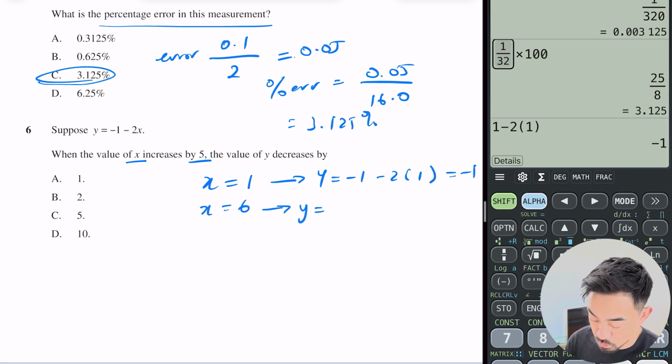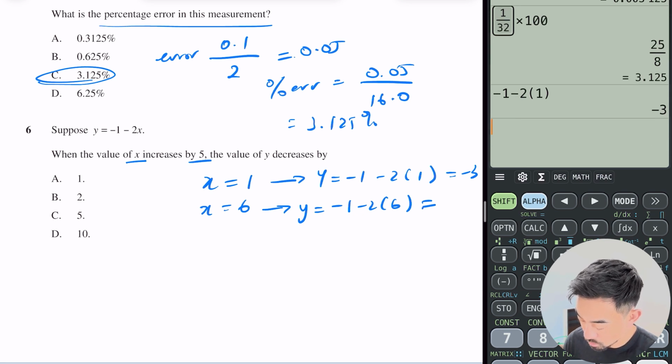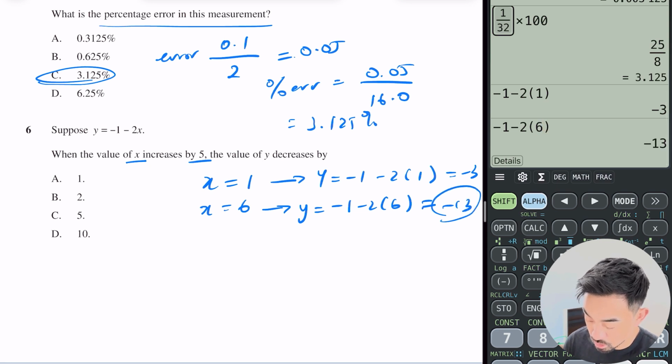And when it's 6, so when it's 5 more, you're going to have minus 1 minus 2 times 6. Oh damn, I missed a minus sign here. So sorry, that should be minus 3. And the next one will be minus 1 minus 2 of 6. So that's minus 13. So the difference between those two is 10.